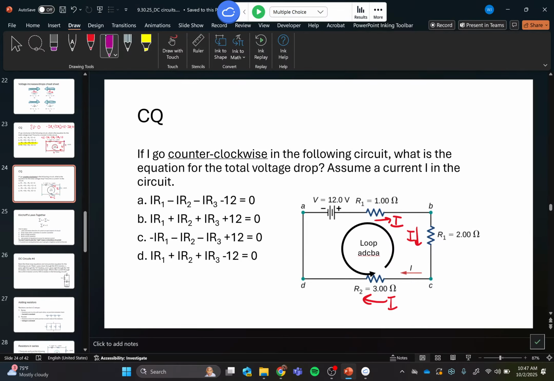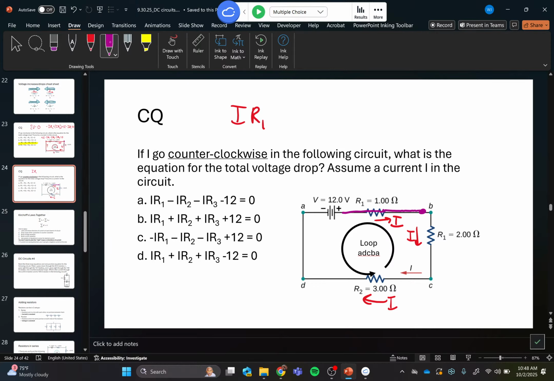We then pick a random dot. I don't care where. I'm going to pick this dot here to the right of R1. Doesn't matter where. I start walking counterclockwise. I hit my first resistor. I'm going opposite the direction of current. So if current flows downhill, and I'm walking opposite the direction of that, I'm going to be walking uphill. If current flows to the right, then that's going downhill. I'm going the opposite direction, that's uphill. So it's going to be a positive I times R1, because I'm going opposite the direction of current.